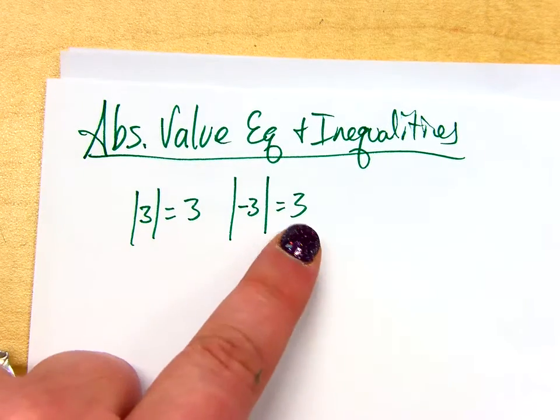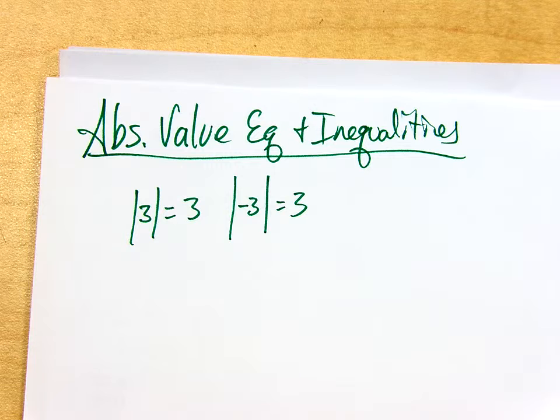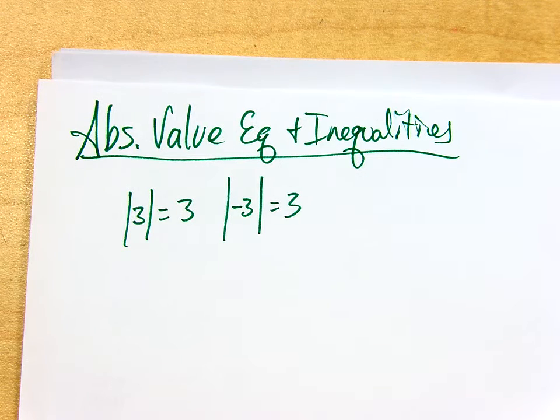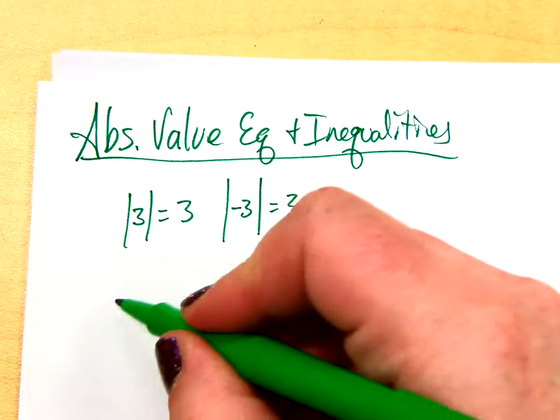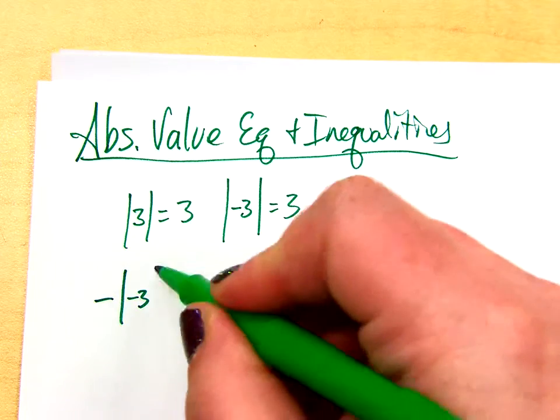It always comes out positive unless there is a negative outside the absolute value. Because it really is talking about a distance. How far is the number away from 0 on the number line? Okay? So, well, let me just ask you what would this be?